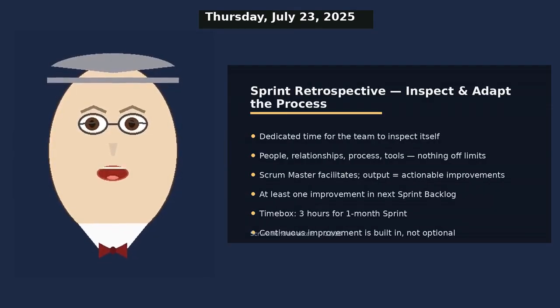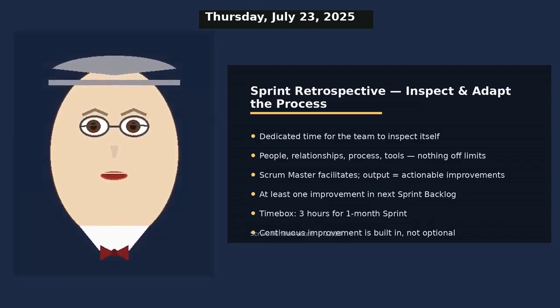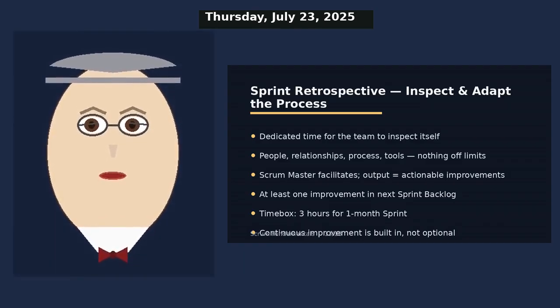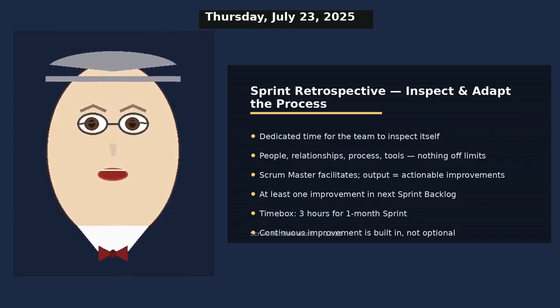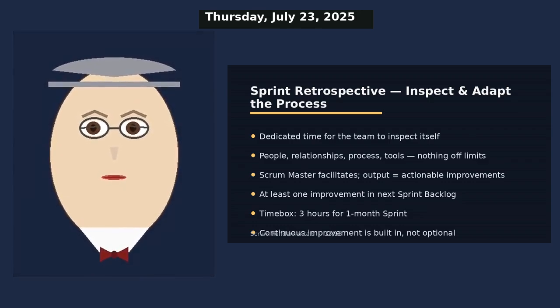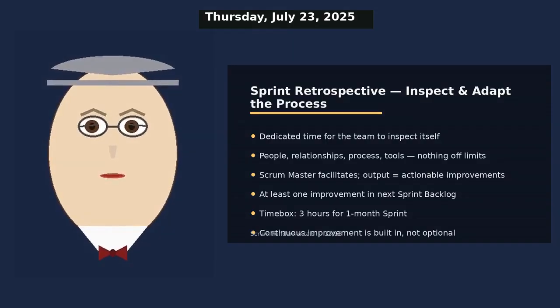The sprint retrospective is the team's dedicated time to inspect themselves. People, relationships, process, tools, nothing is off limits. The Scrum Master facilitates. The output is at least one actionable improvement for the next sprint. Continuous improvement is not optional. It is built into the framework.